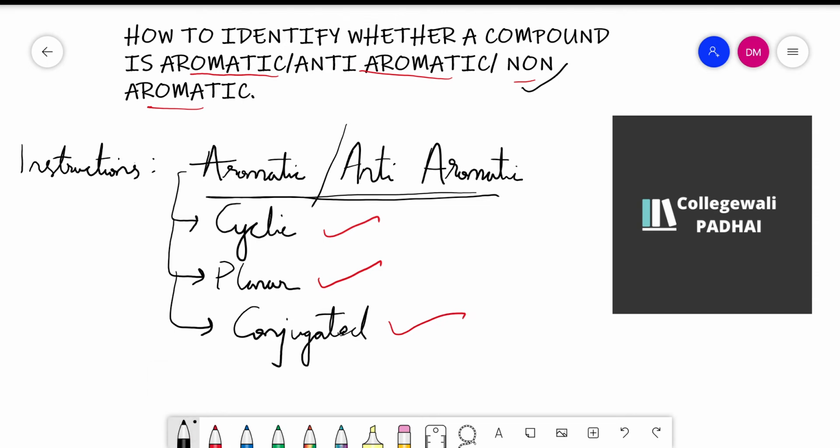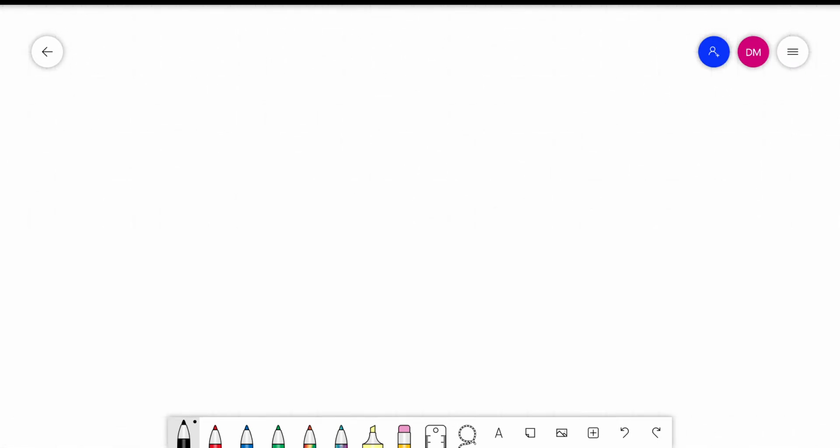And how to know more appropriately about identifying whether the compound is aromatic or anti-aromatic, without any thinking part, so you can directly say whether it is aromatic or non-aromatic. So let's move to that part of the video. Let me tell you about pi bond. A single pi bond has two electrons.